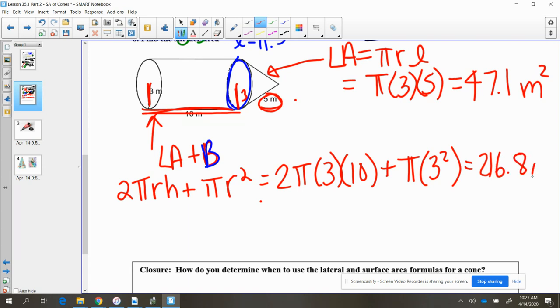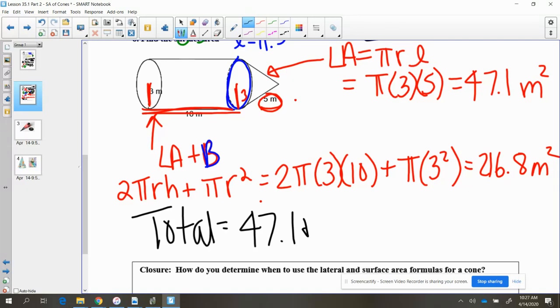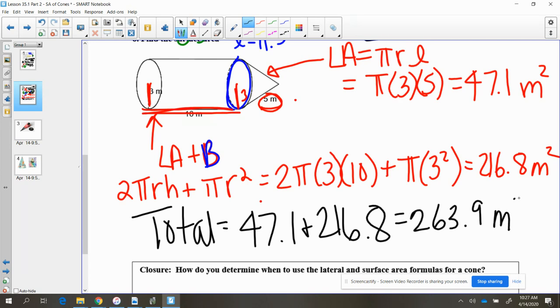We end up with a total surface area for this cylinder, and its one base, of 216.8 meters squared. Now finally, to find the total area, we need to add together the lateral area of that cone plus the total area that we found for the cylinder, for a final answer of 263.9 meters squared.